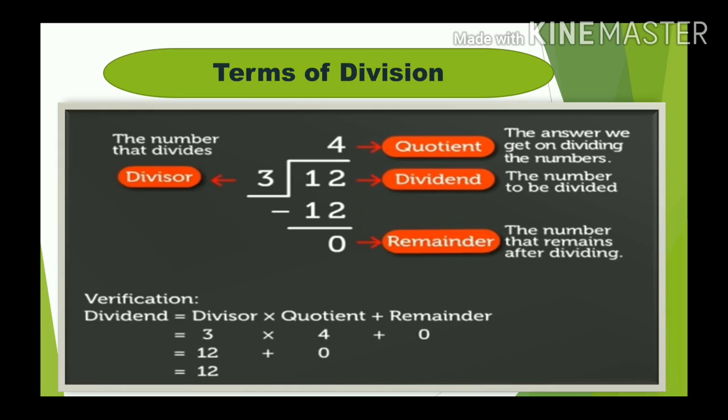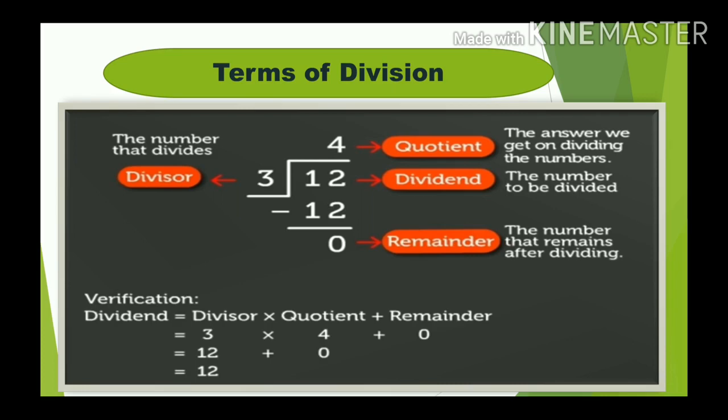So as you all know, this is the verification of the division, how we check the division, that our answer is correct or not, which means our division is correct or not. So here is the formula. Dividend is equal to divisor multiplied by quotient plus remainder.